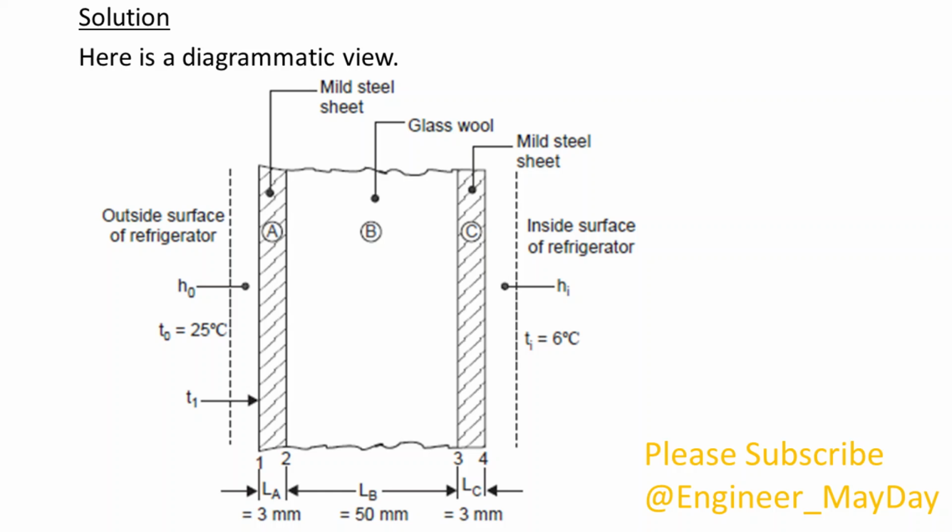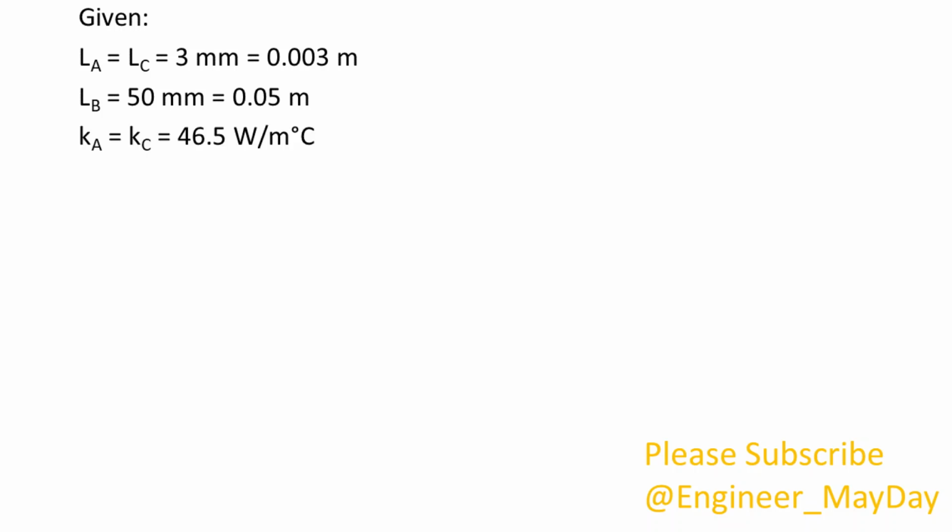Solution. Here is a diagrammatic view. Given thickness LA equals thickness LC which equals 0.003 meters. Thickness LB equals 0.05 meters. Thermal conductivity Ka equals thermal conductivity Kc which equals 46.5 watts per meter per degree Celsius. Thermal conductivity Kb equals 0.046 watts per meter per degree Celsius.